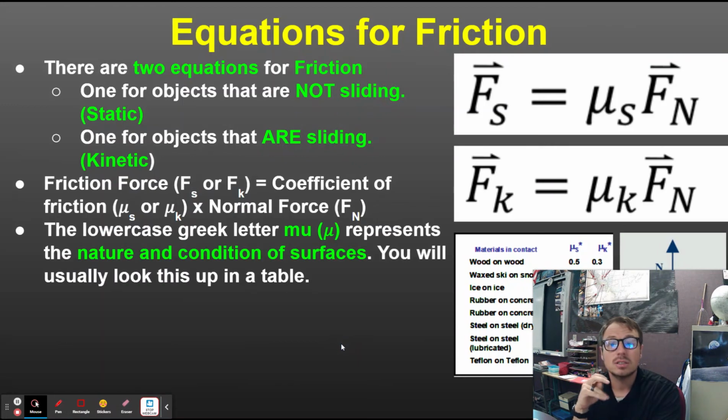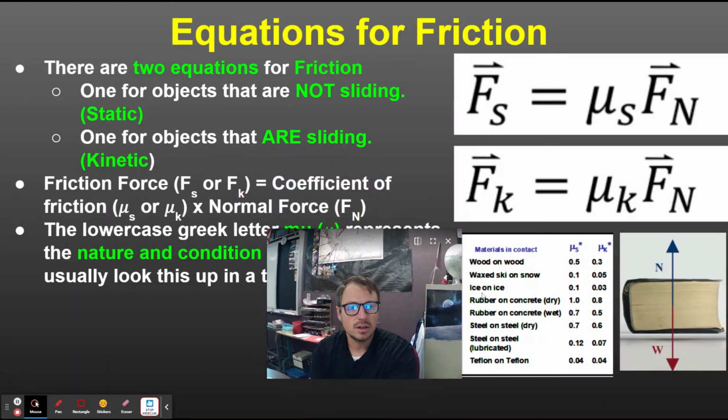Now, the lowercase Greek letter mu represents the nature and condition of surfaces. You'll usually look this up in a table. You can see this table right here. You'd have the coefficient of static and coefficient of kinetic friction. Notice that the coefficient of kinetic friction is almost always lower than the static friction, except in the rare case of Teflon on Teflon, in which they're the same.